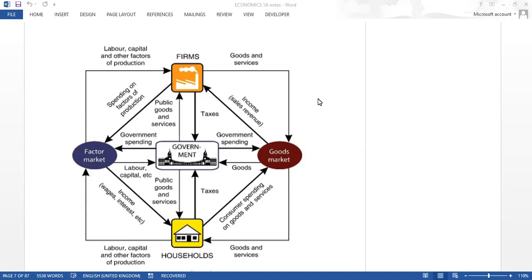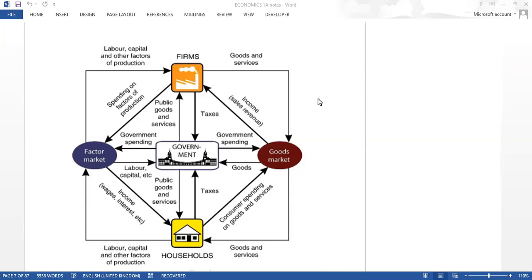So in a simple economy, there are firms and the households. These are the two within such an economy. The households are the owners of the factors of production. And by factors of production, we're simply referring to elements that are required in order for productive capacities to take place.